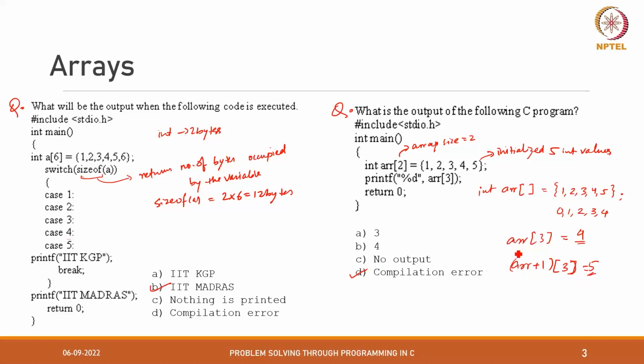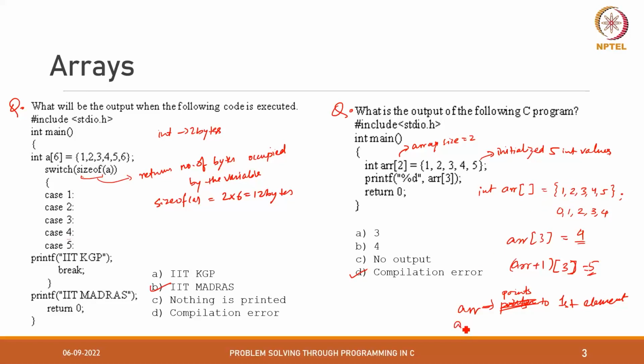Why? Because when we say ARR, in this case, this is basically something which is called a pointer. We will learn about it later on. So this is a pointer to the first element. It points to the first element of the array, that is 1 here. The first element is 1.